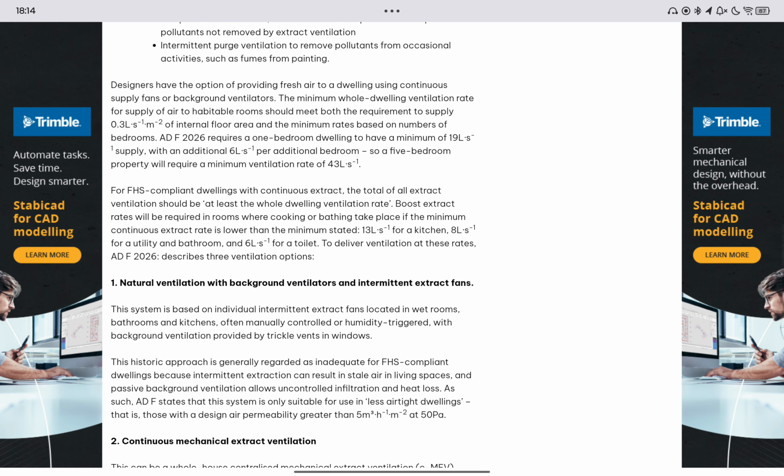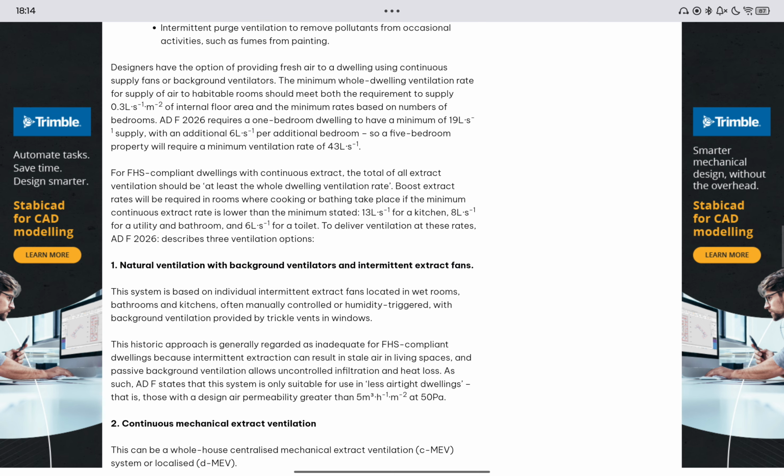For FHS compliant dwellings with continuous extract, the total of all extract ventilation should be at least the whole dwelling ventilation rate. Boost extract rates will be required in rooms where cooking or bathing takes place if the minimum continuous extract rate is lower than the minimum stated: 13 litres per second for a kitchen, 8 litres per second for a utility and bathroom, and 6 litres per second for a toilet. To deliver ventilation at these rates, ADF 26 describes 3 ventilation options.